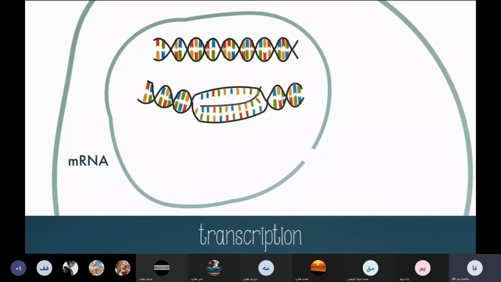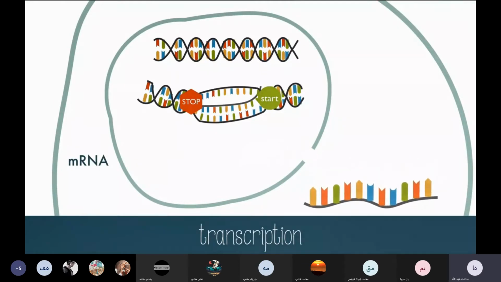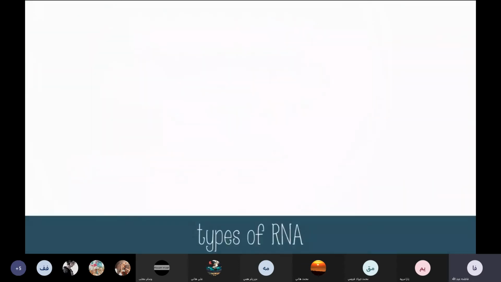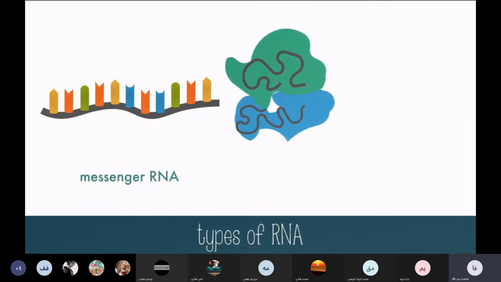So the small section of coding DNA has a start and stop signal. After the mRNA is formed, it moves out of the nucleus through a nuclear pore and goes into the cytoplasm. Remember, there are 3 different types of RNA. The purpose of the mRNA is to get the protein code out of the nucleus without pulling the DNA out of the nucleus. Then the mRNA will need to find a ribosome in the cytoplasm. Ribosomes can be found on the rough ER or floating in the cytosol.